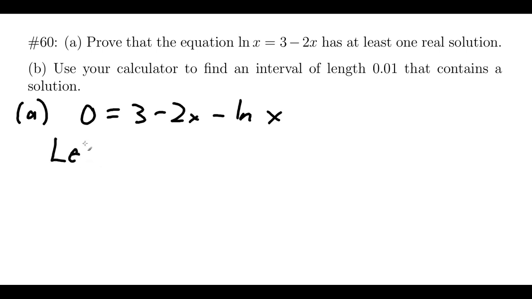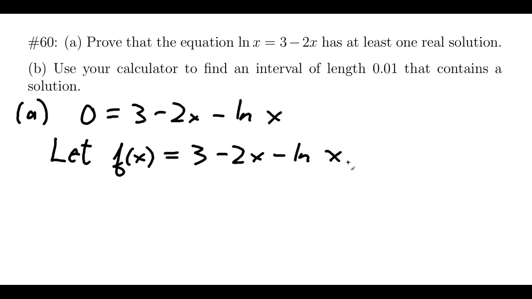It's very useful to give the function a name. We can call it basically anything we want, but of course f is traditional. So let's let f of x equal that right-hand side, 3 minus 2x minus the natural log of x. Now, we need to try to find a couple of values of x, one of which gives us a negative value, and the other gives us a positive value, so that we know that 0 would have to be in between, right?